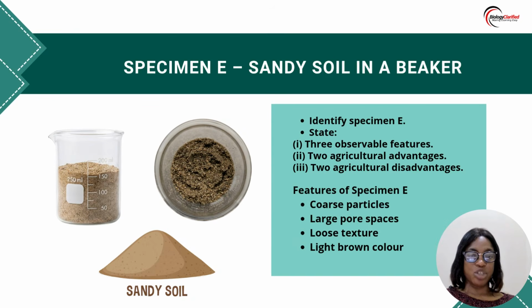Specimen E is sandy soil in a beaker. You could be asked to identify specimen E, state three observable features, two agricultural advantages, and two agricultural disadvantages. Features of specimen E: coarse particles, large pore spaces, loose texture, light brown color. These are things you can see.